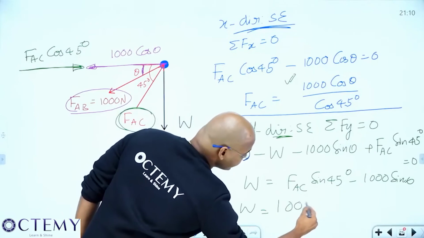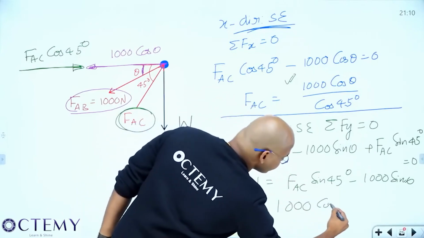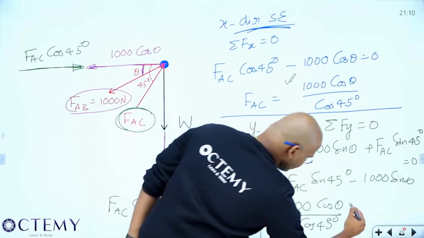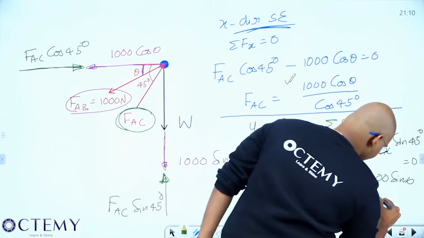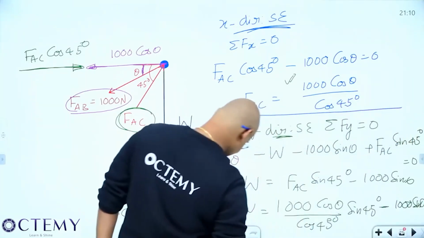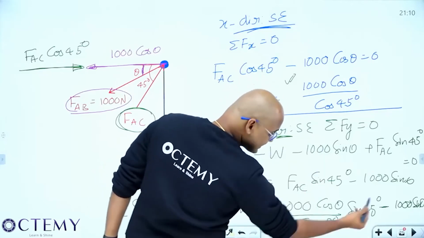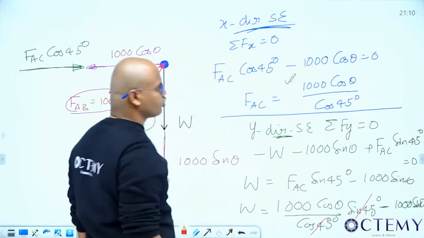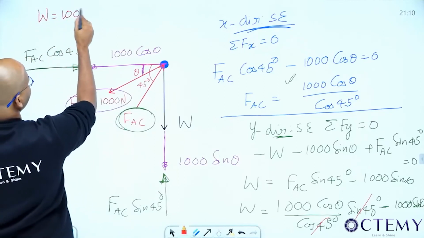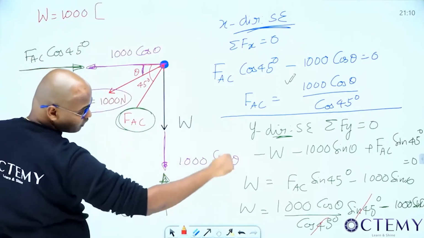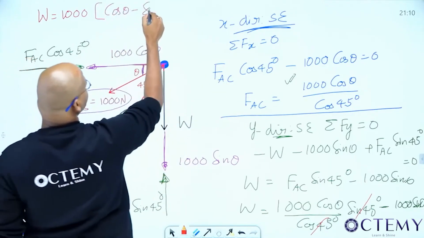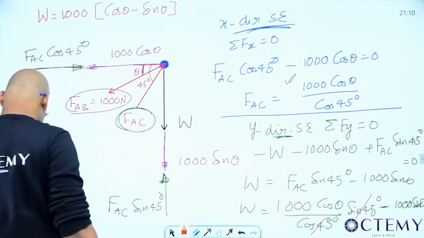FAC is 1000 cos theta by cos 45, into sin 45, minus 1000 sin theta. Listen. Sin 45 and cos 45, 1 by root 2, 1 by root 2, gone. What I'm left with is 1000 cos theta minus 1000 sin theta. So 1000 into cos theta minus sin theta. Now get this cos theta minus sin theta.